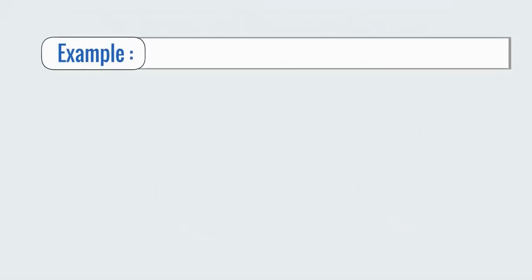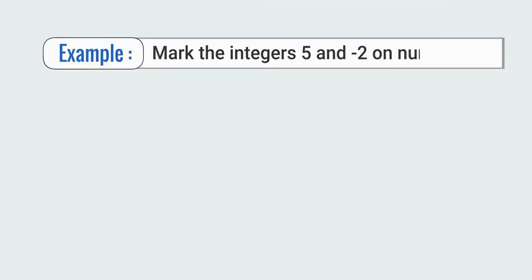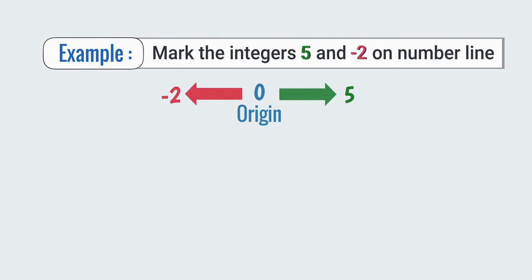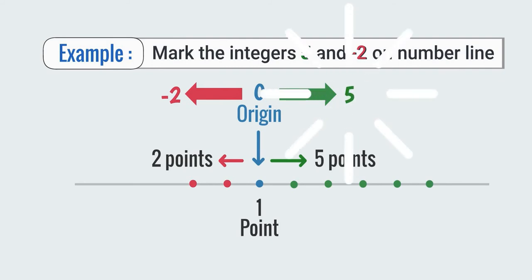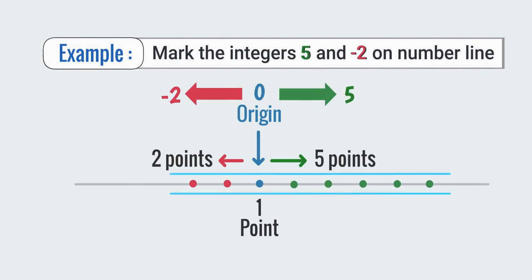Example: mark the integers 5 and -2 on number line. Before drawing a number line, you must think about the given integers. 5 is a positive integer, so it must be marked on the right side of the origin. -2 is negative integer, so it must be marked on the left side of the origin. We must find out how many points we need on the number line. In this example, we need a point for origin, that is 0. 2 points on left of 0 for -2 and 5 points on the right side of 0 for 5. So we need minimum 8 points.